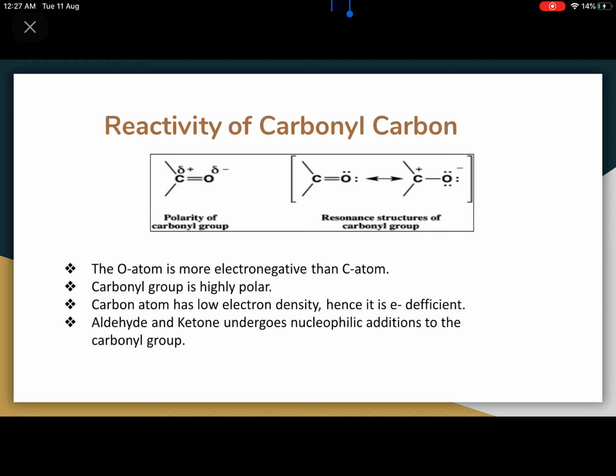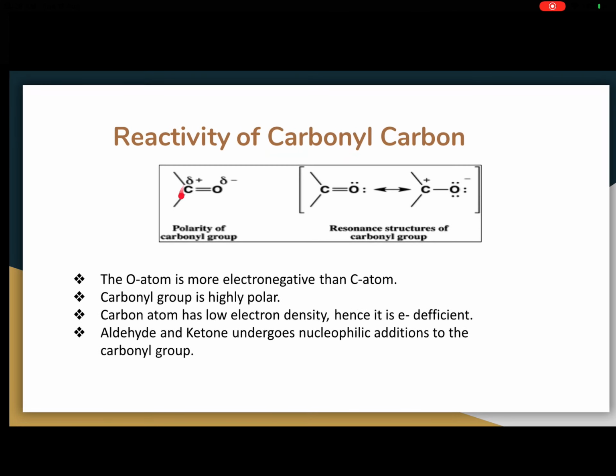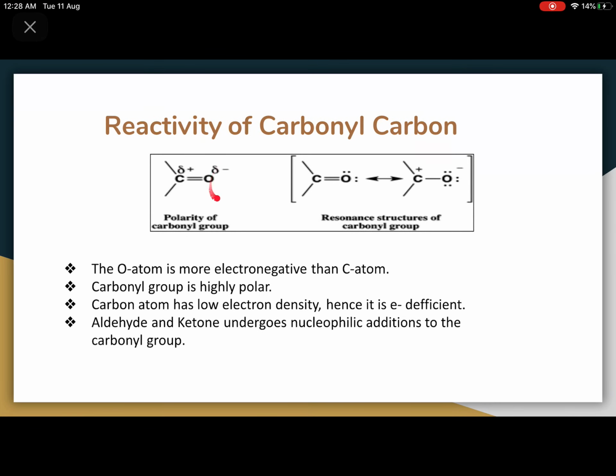Now next is what? Reactivity of the carbonyl carbon. This is the carbon atom and this is the oxygen atom. The oxygen atom is more electronegative as compared to the carbon atom, right? So this oxygen atom will have a partial negative charge and this carbon atom has a partial positive charge. So this carbon atom is electron deficient and this oxygen atom is electron rich.